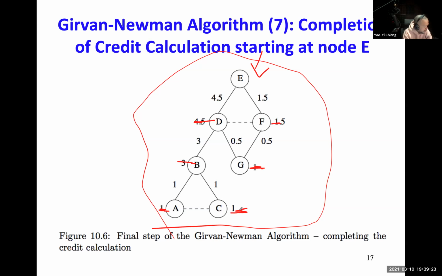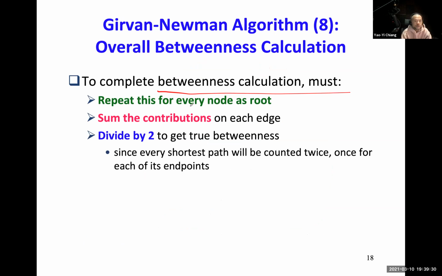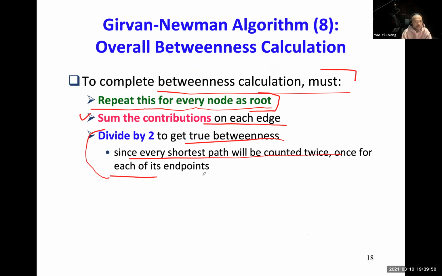So awesome, right? Very simple. And once you do this, to complete your betweenness calculation, you need to repeat this process for every node as root. We only show you that using E as the root. Then you sum the contribution on each edge for each run. You divide it by 2 to get the true betweenness, because each shortest path will be counted twice, once for each of the endpoints. Let me just come back to the tree here.